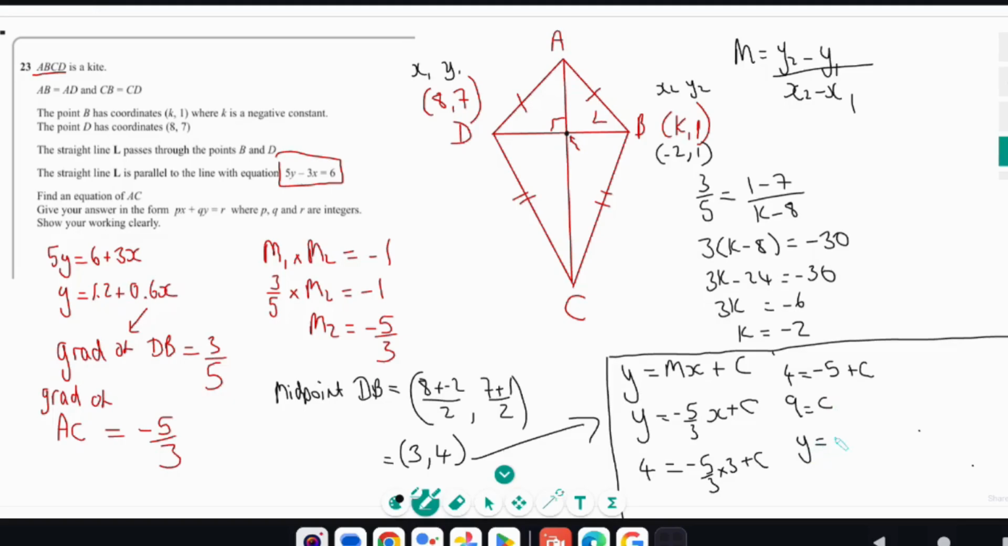So we know y is equal to mx plus c. So now we know y is equal to minus 5 over 3 x plus 9. But we want p, q and r to be integers, so let's multiply through by 3. Multiplied all my terms by 3. And we also need to have our equation with x and y on the same side. So 3y plus 5x is equal to 27 for your final answer. That is the equation of the line AC.